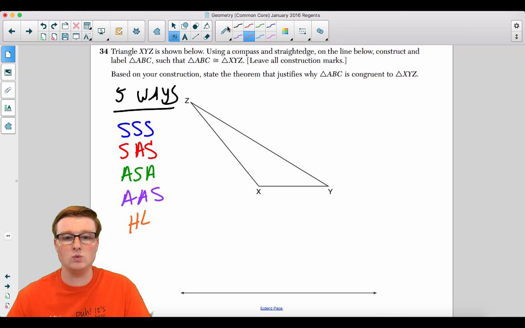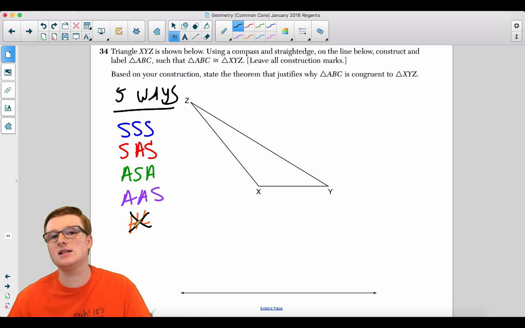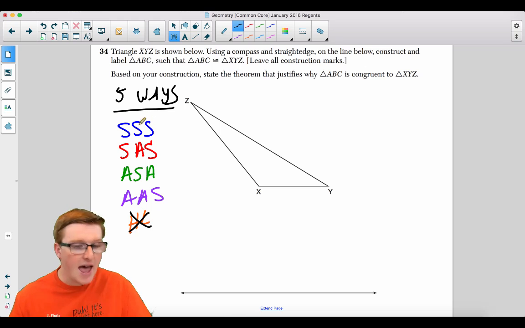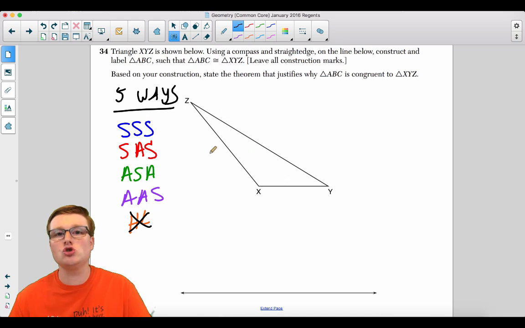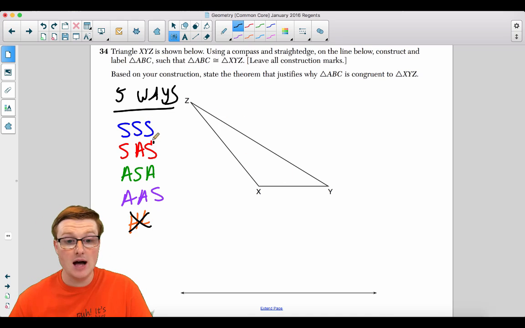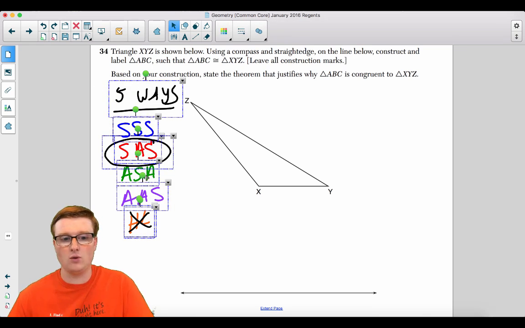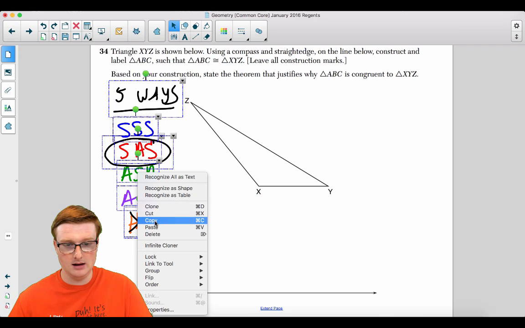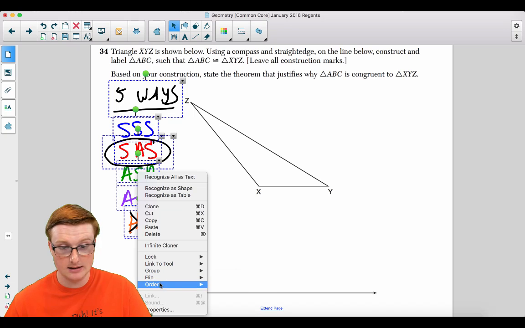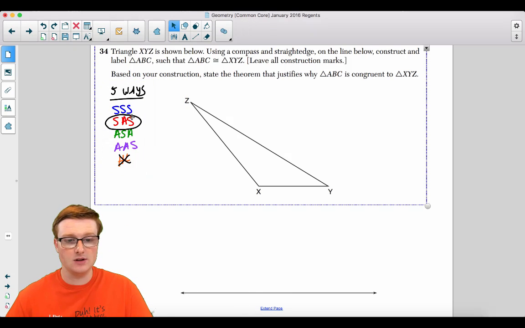Unfortunately for this question, we cannot use hypotenuse leg because it says nowhere in the instructions that this is a right angle or that this is a right triangle. So you could use any one of these to construct this triangle. For this video, I'm going to use side, angle, side. And by the way, I do the same thing for the next one, in the more hands-on section. Okay, so those are the 5 ways to prove triangles congruent.